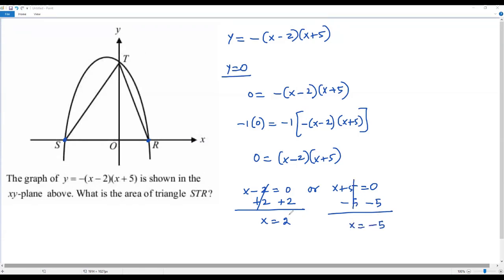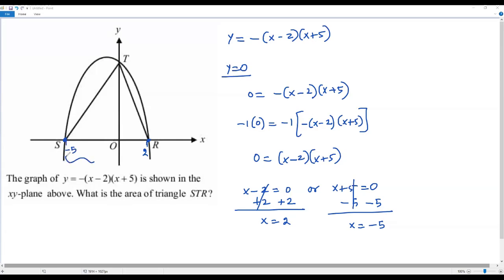Here the positive value of 2 must be over here at the point R, because on the right side of the y-axis, any point on the x-axis will be positive. So here we have 2, and this negative value of x, that is negative 5, will be at the point S, that is the value on the x-axis over here has to be negative 5.